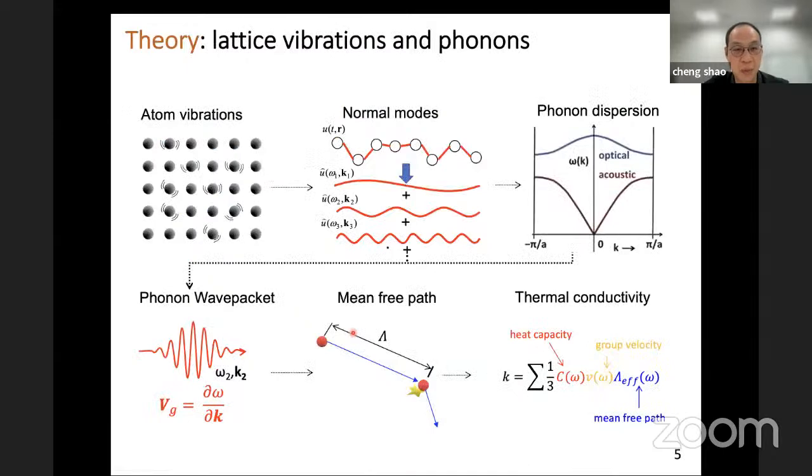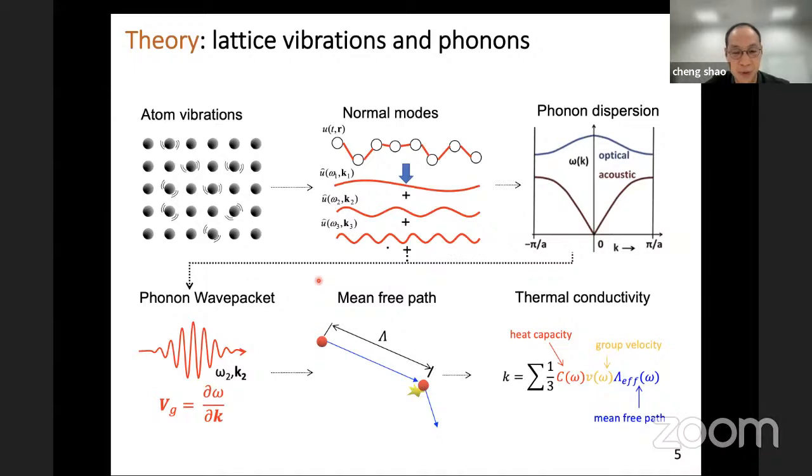So phonons are the dominant heat carriers in dielectrics and semiconductors. As we know, heat is carried by atomic vibrations. Due to the periodicity of the lattice, the seemingly random vibration can be projected to different vibration modes or normal modes. For a certain material, we have the phonon dispersion, which tells us the frequency of the corresponding wave vectors. And due to wave-particle duality, each phonon mode can be treated either as a phonon wave, a phonon wave packet, or a particle.